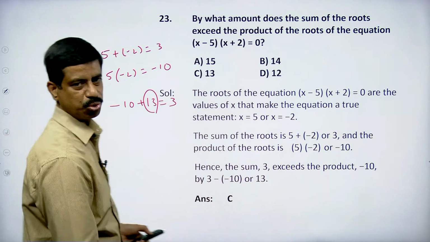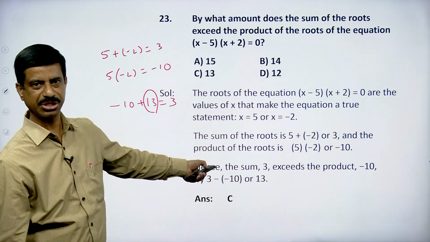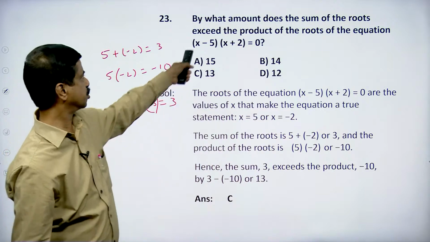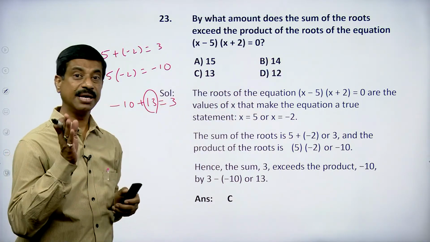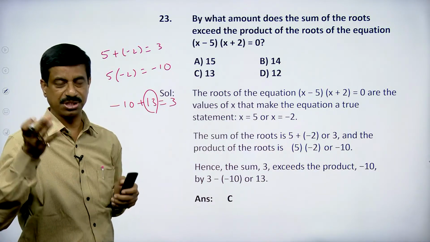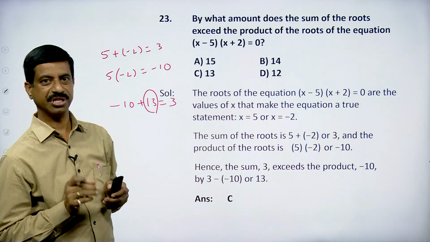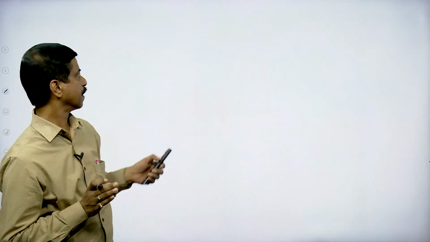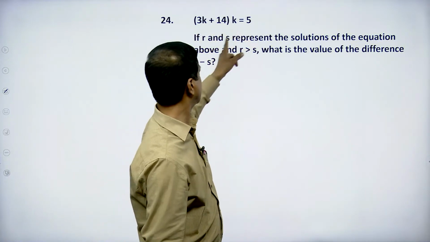Yes, children, let us move to the next question. So, I think you have copied this and it is a very simple question. The only thing is you should understand the meaning of exceeds, that is all. How many times, how much it exceeds, how much it differs, all these are different words that can be used. You need to understand the perfect meaning of it, that is all. Remaining all are okay.